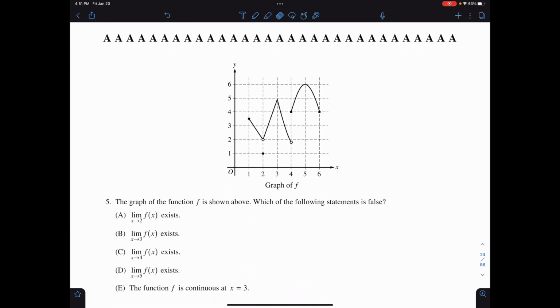For this one, we have a graph. This is the graph of the function f shown above. Which of the following statements is false? We're going to look at each statement and check if it's true or false.